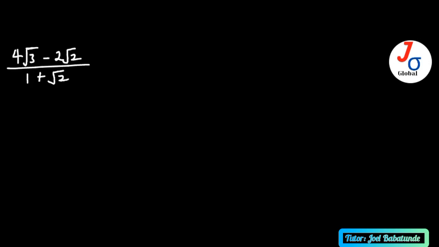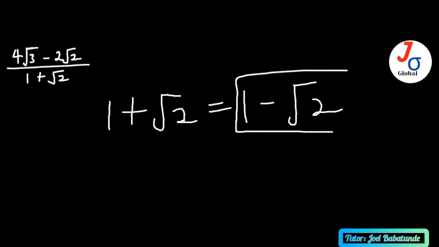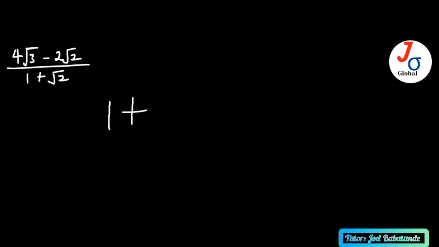Now we have 4 root 3 minus 2 root 2 over 1 plus root 2. What we have to do now is multiply both the numerator and denominator by the conjugate of the denominator. The denominator is 1 plus root 2. What's the conjugate? 1 minus root 2. So you multiply both the numerator and the denominator by 1 minus root 2, the conjugate, over 1 minus root 2.